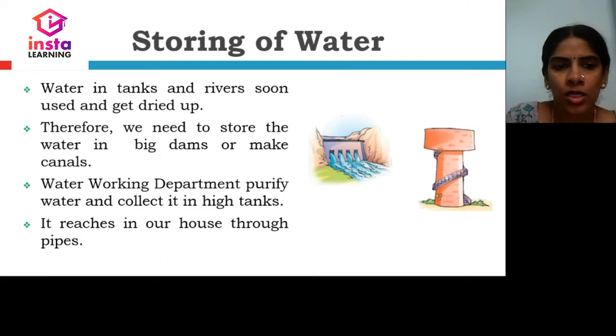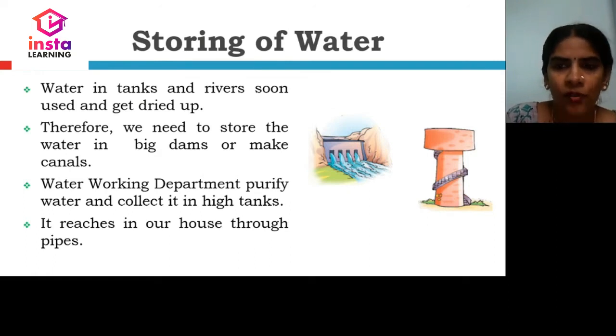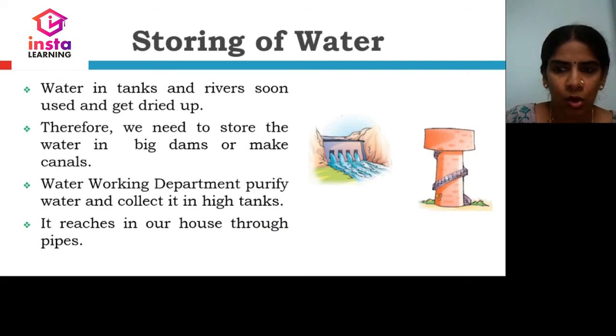So, the water collected in the tanks and rivers gets dried up fast, and so we need to store the water in big dams or canals. The water works department purifies the collected water in high tanks. It reaches our house through pipes.